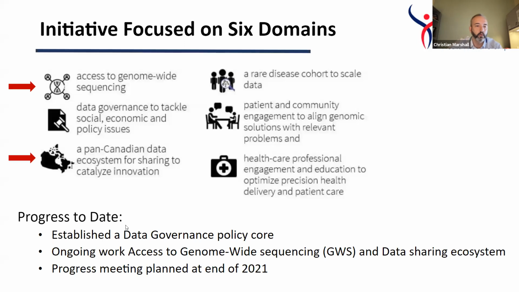Progress to date, we've established so far a data governance policy core, so that's this one here. I've got arrows here because these are the 2 that I'm most involved with right now: access and ongoing work in access to genome-wide sequencing, and also the data sharing ecosystem, which we've just started. So this is what I'll be talking about mainly today. We do have a progress meeting that's planned, hopefully at the end of 2021, so just in December, it may be in January, to get the group back together to talk about this progress.